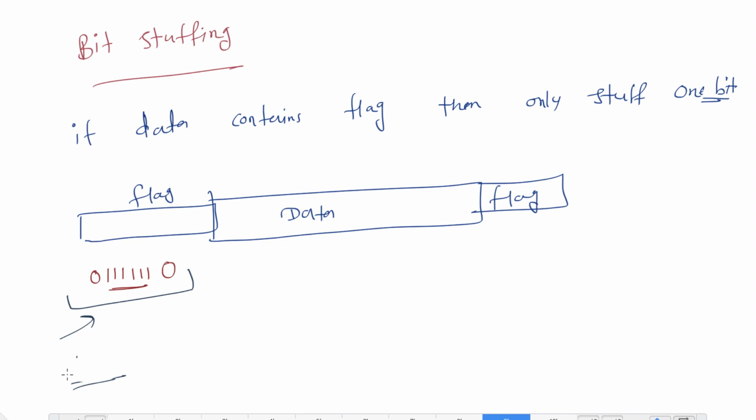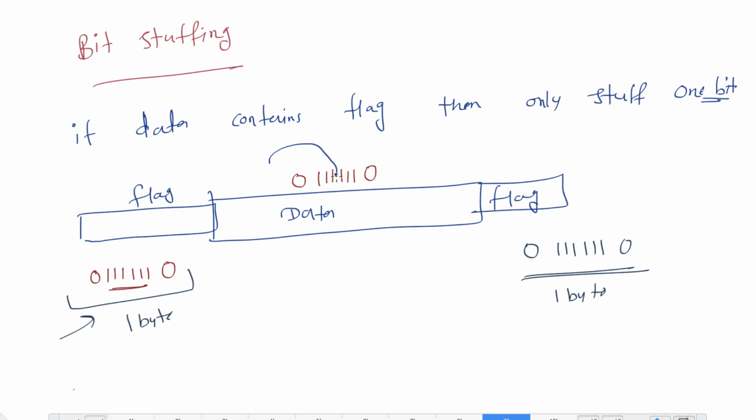So anyway, this is the flag, and here also you have the same flag, which means 0, then 6 ones, and then 0. So clearly this is an 8 bit or 1 byte flag. Now suppose data also has this pattern, 0 1 1 1 1 1 1 0. Then what you can do is just stuff one bit. If data also has the same pattern, then to break this pattern you can just insert one bit, which is 0, in between the flag.